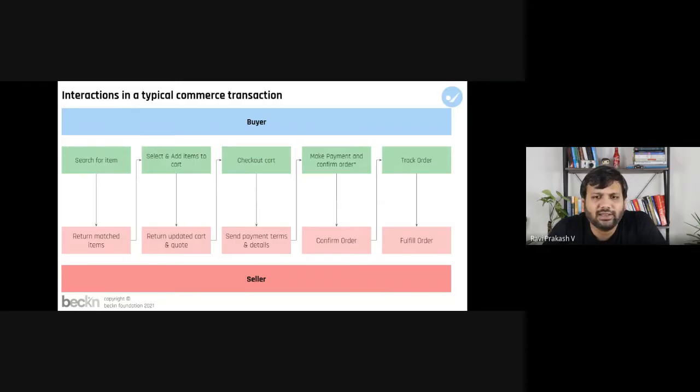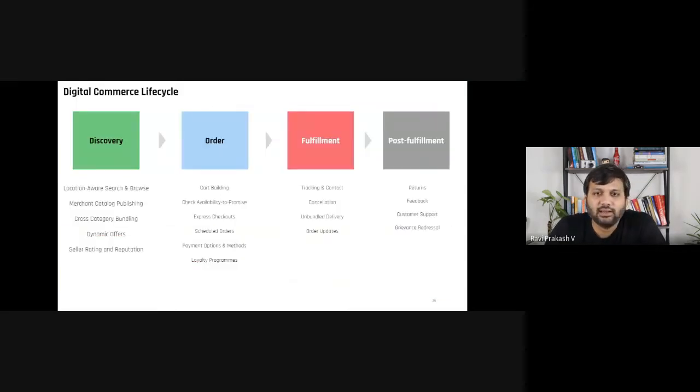It's a very simplified diagram of an e-commerce flow. Of course, there are a lot more elements in that, but just to give you a sense of the e-commerce flow, right? These are the typical flow of interactions in any e-commerce transaction, right?